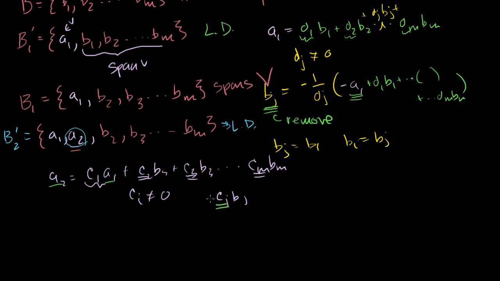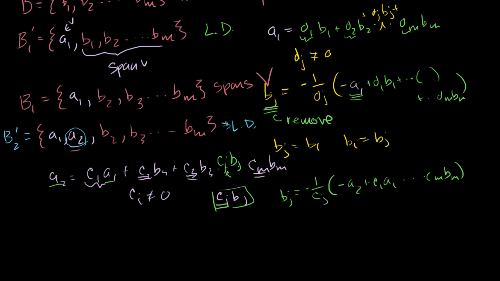So we're going to do the same exercise. This cj bj right here, obviously this coefficient is non-zero, so we can solve for our bj. Once again, we can say that bj is equal to minus 1 over cj times minus a2 plus c1 a1 all the way to cm bm. So we have some bj that can be represented as a linear combination of the rest, including our new a2. And so, just like we did before, let's take him out of the set.